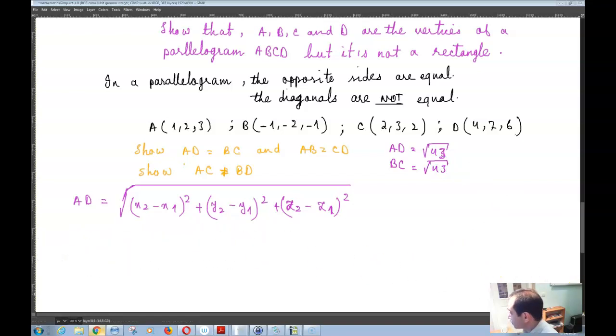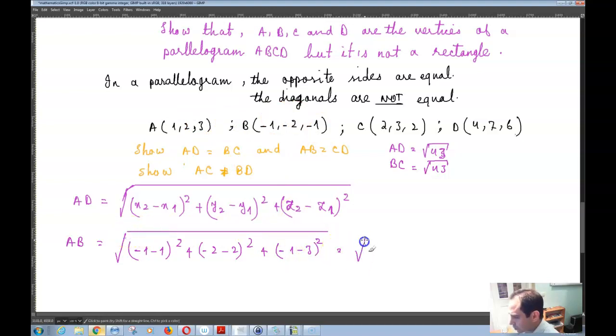Now, the next thing that we have is this distance over here, AB. AB is basically these 2 points over here, so (-1)... whole squared plus (-2 minus 2) whole squared plus (-1 minus 3) whole squared, which is equal to the square root of -2 squared, which is 4, -4 squared, which is 16, and -4 squared, which is 16. 4 plus 16 plus 16 is 36, which is equal to 6. So AB is equal to 6.